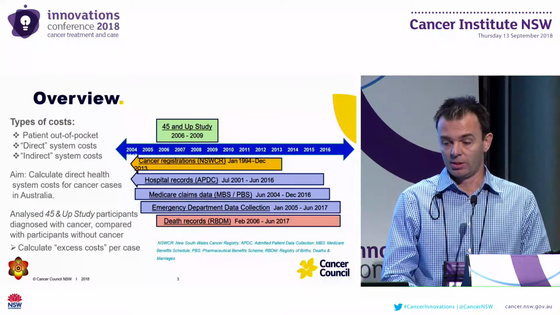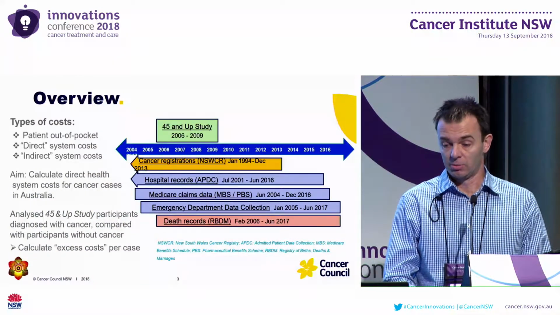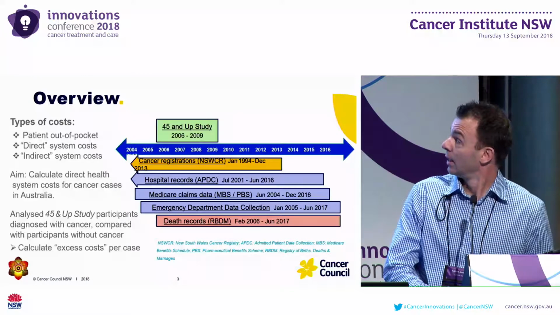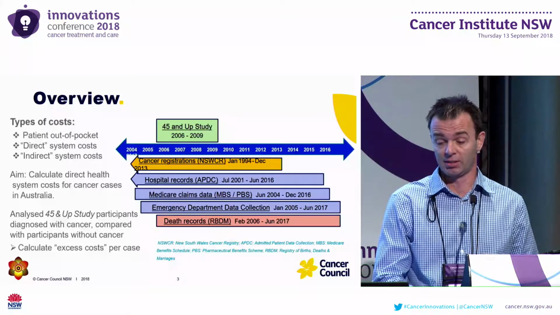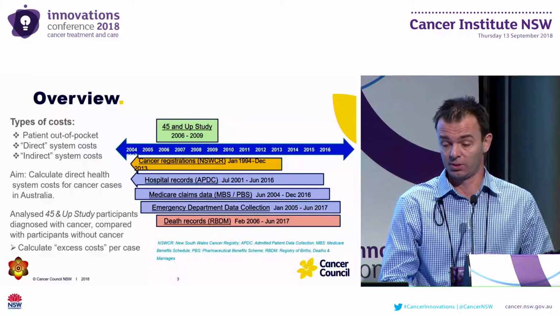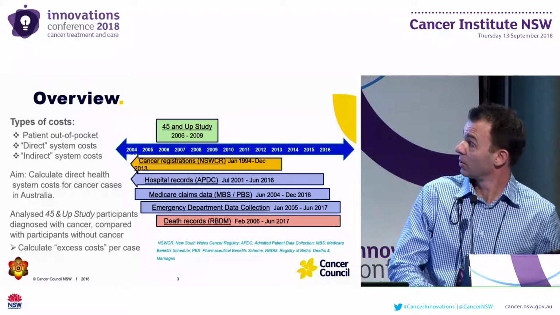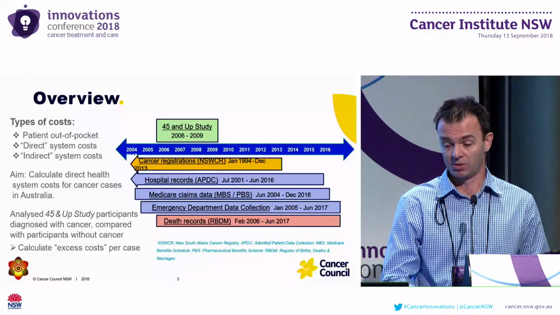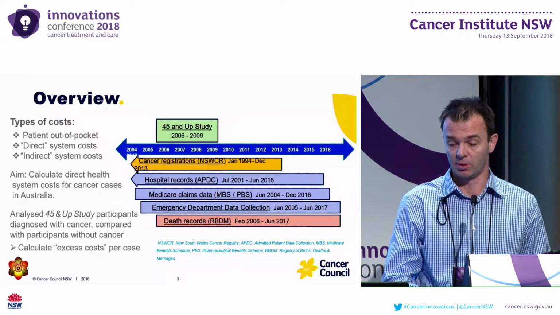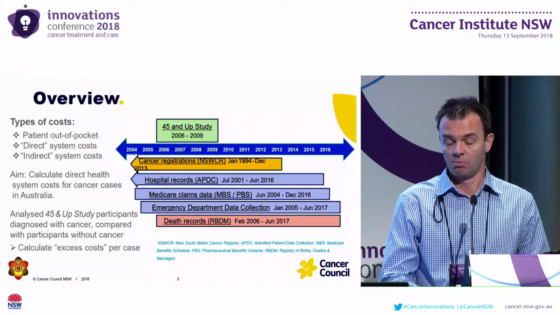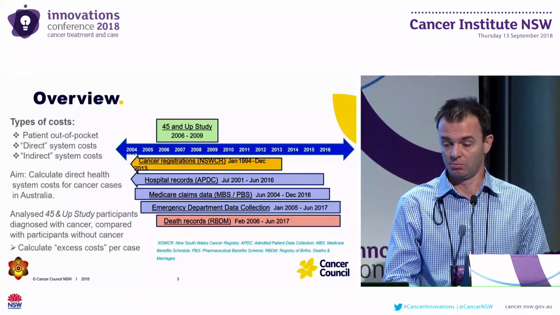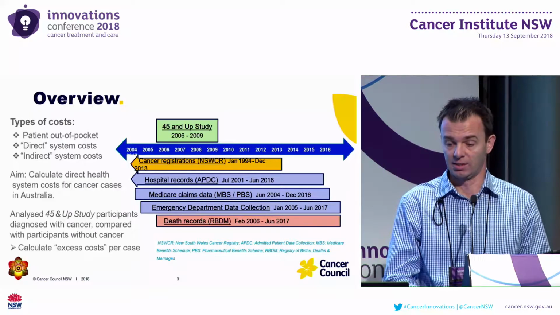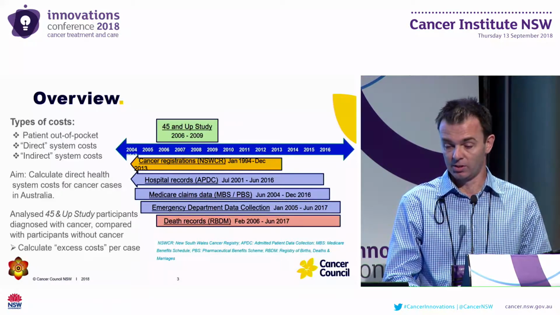So the data sets that we're using, it all starts with the big green box up the top there, the 45 and Up Study. They've been linked to cancer registrations from the New South Wales Cancer Registry. Then the 3 purple boxes in the middle there are the health system use. So it's inpatient hospitalisations from the admitted patient data collection, Medicare claims data, both the Medicare Benefits Schedule and the Pharmaceutical Benefits Scheme. So essentially any time someone used their Medicare card, there's a record. And the emergency department data collection.